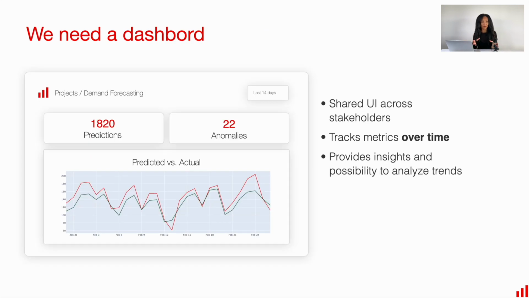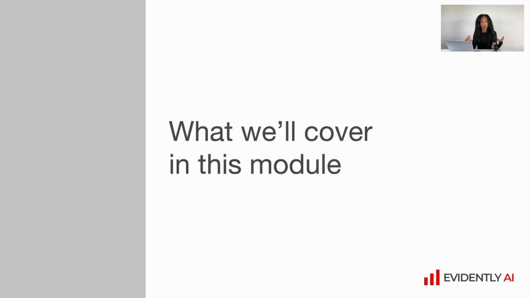It means that often we need a dashboard. This is the shared UI, which we can share across the whole team so that all stakeholders understand what's going on with the machine learning service, right? It helps us to track metrics over time so that we can see the trends, and it gives us the possibility to analyze what's going on with our models more deeply. So what are we going to cover in this module?